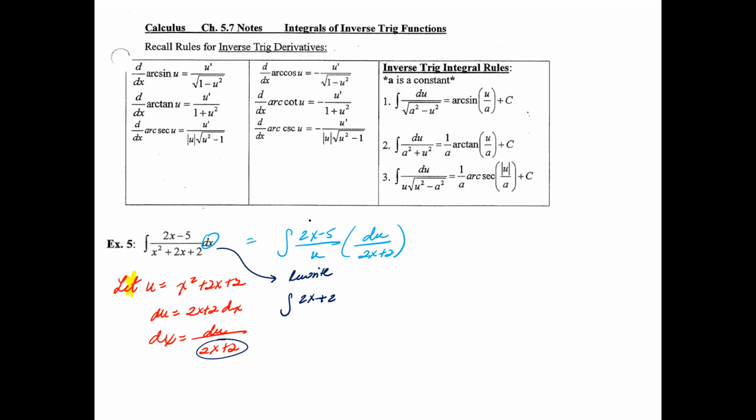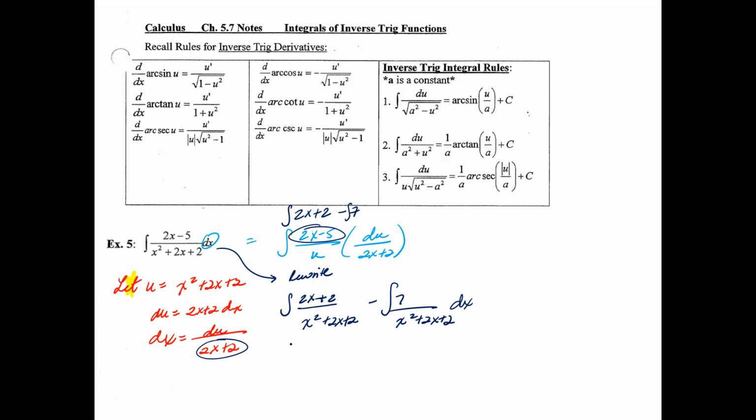Well, I can rewrite the numerator as 2x plus 2 minus 7. I mean, isn't that the same thing? But I might have to separate them so it's like two different integrals. So, the integral of (2x plus 2 minus 7) over (x squared plus 2x plus 2). That's still legit, you know what I mean? And nothing's really changed. And then don't forget your dx.